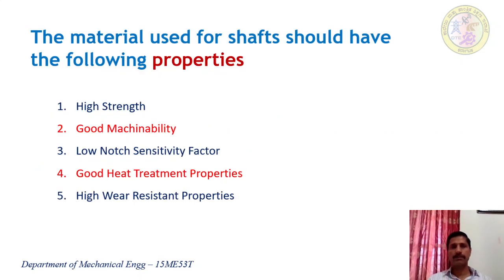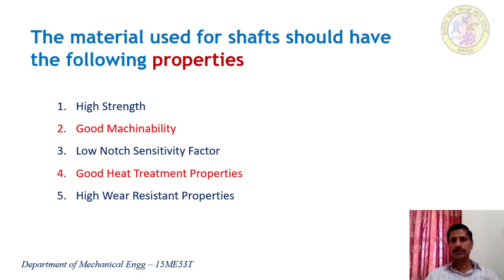And when it comes to the properties of shaft material, the shaft material must have high strength, good machinability, low notch sensitivity factor, good heat treatment properties and high wear resistant properties. So the material must have these kinds of properties. Mild steel has all these properties, so we use it the most. Only when high strength is required, we use nickel chromium, vanadium steel. Otherwise we use only mild steel. Mild steel has a strength of 41 newton per millimeter square with keyway, and without keyway up to 56 newton per millimeter square.